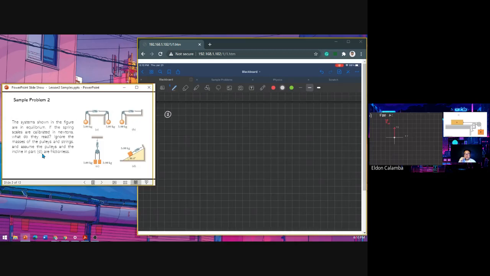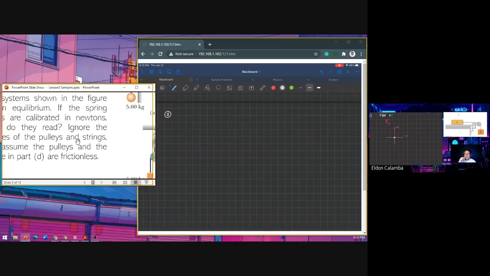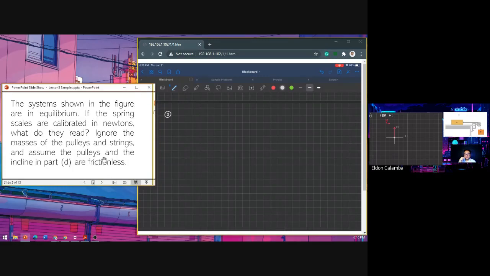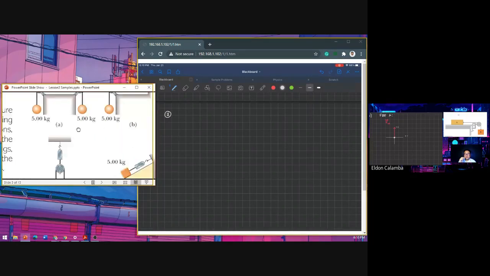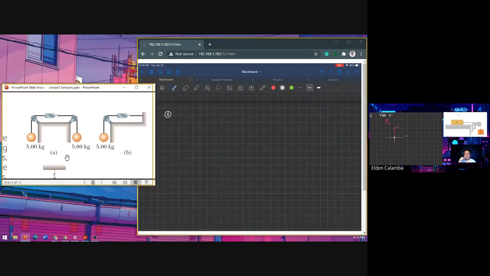If the spring scales are calibrated in newtons, so you have here the spring scales, yan sila sa center, okay? What do they read? Ignore the masses of the pulleys and springs and assume the pulleys and the incline in part D are frictionless. So you have here 4 situations, A, B, C, and D. Okay, so let's start with A. Si A is may dalawang nakahang sa spring scale.